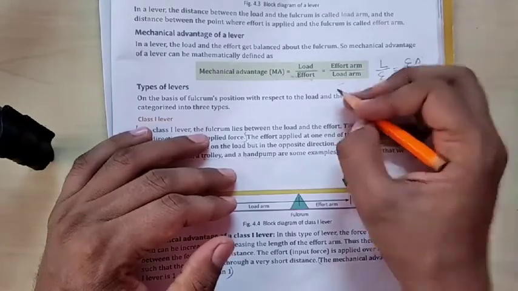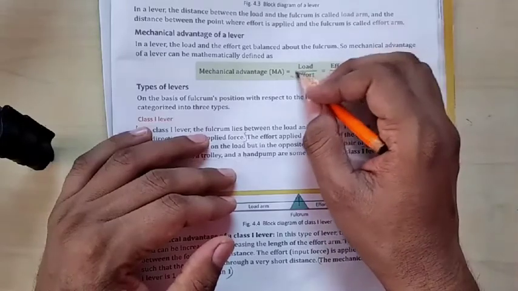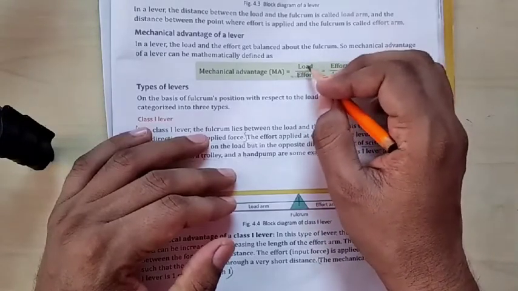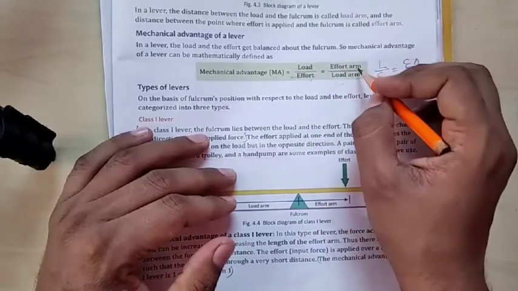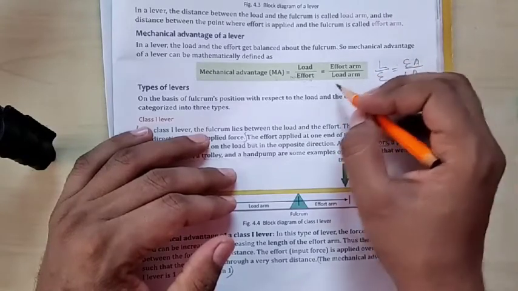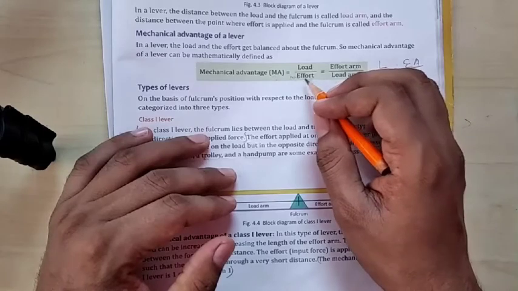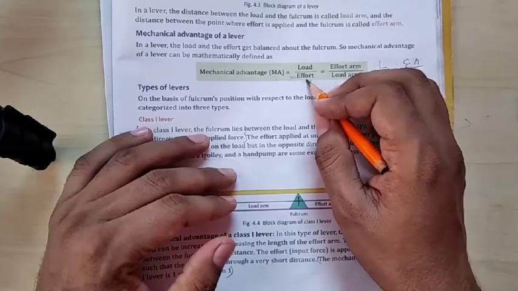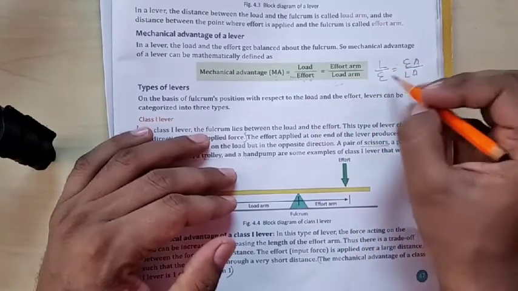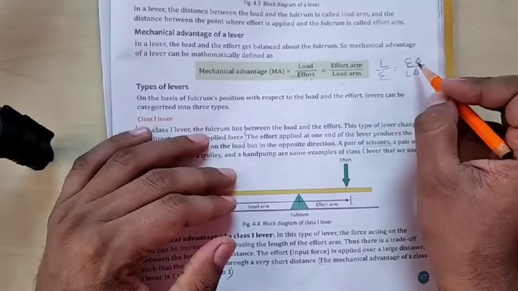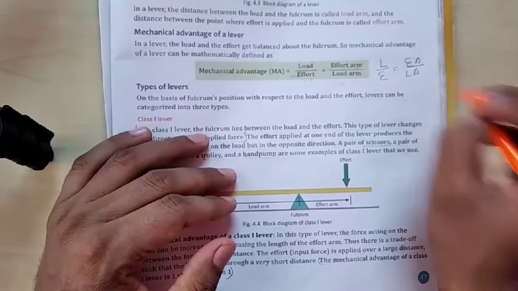Got everyone? It means you can lift heavier to heaviest loads by increasing the effort arm, and if you increase the load arm, you need to apply more effort to lift the load. Got it? So load upon effort is equal to effort arm upon load arm.